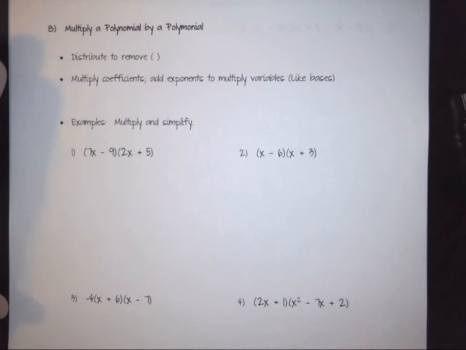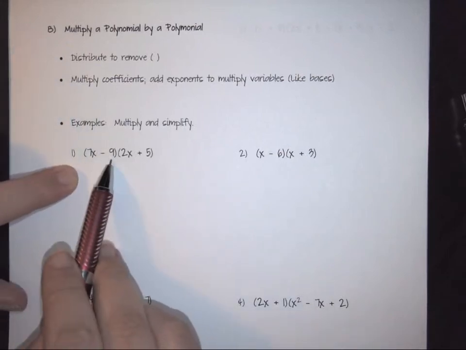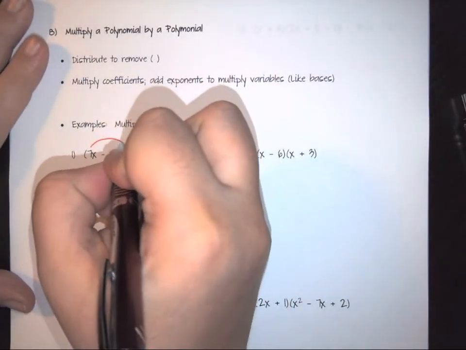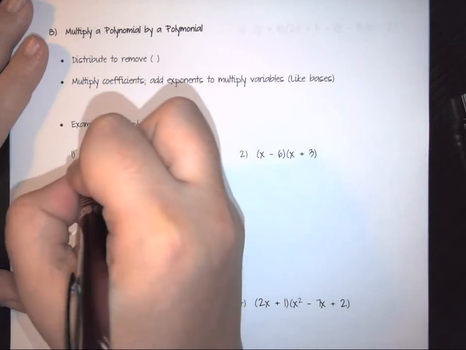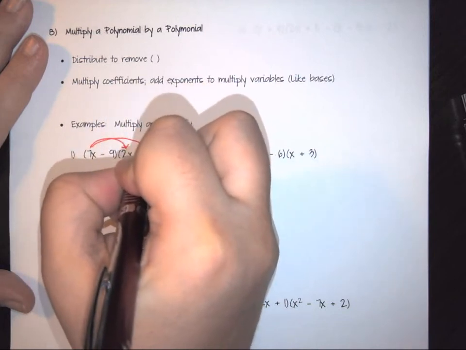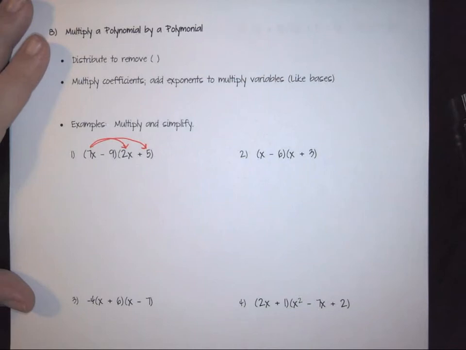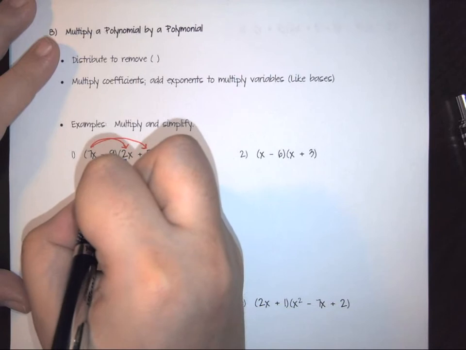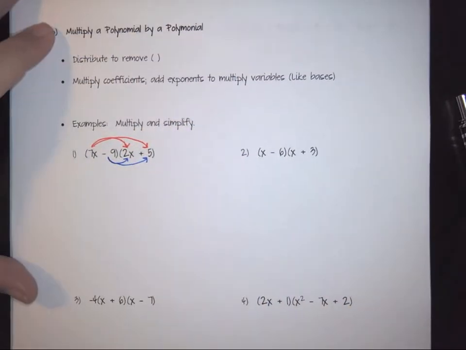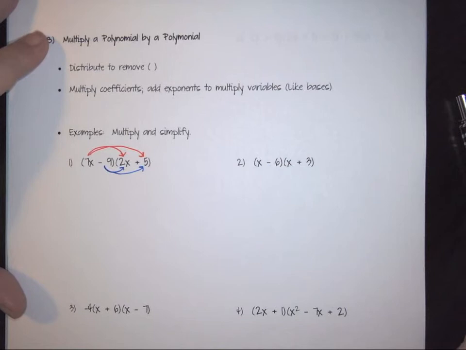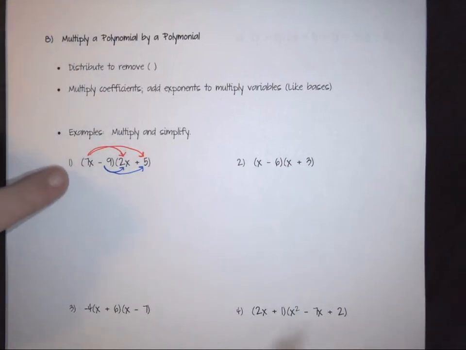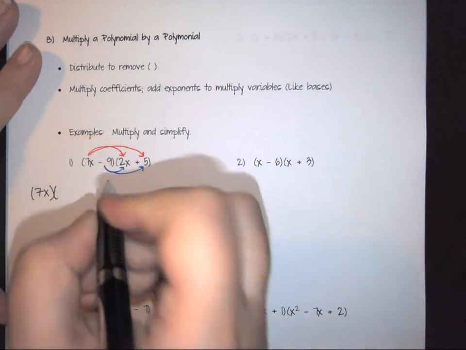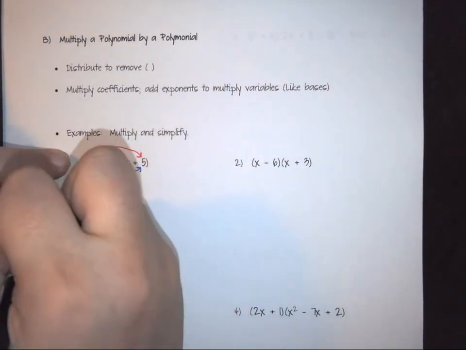So, the distributive property says you're going to take my outside binomial. You're going to take your first term and multiply it by the first term and by the second term. You are then going to take your second term here and multiply it by the first term and by that second term. So let's go ahead and do that distributing. So we're going to have my 7x times the first term here, so times the 2x.